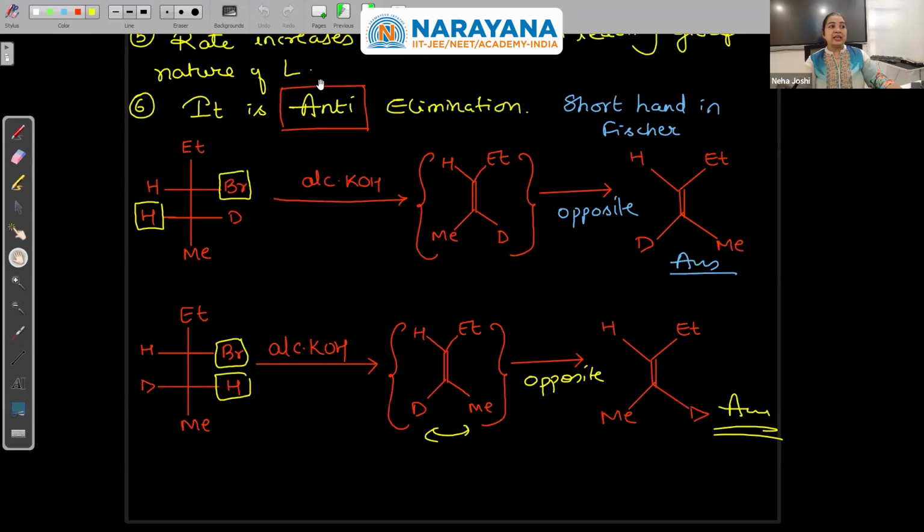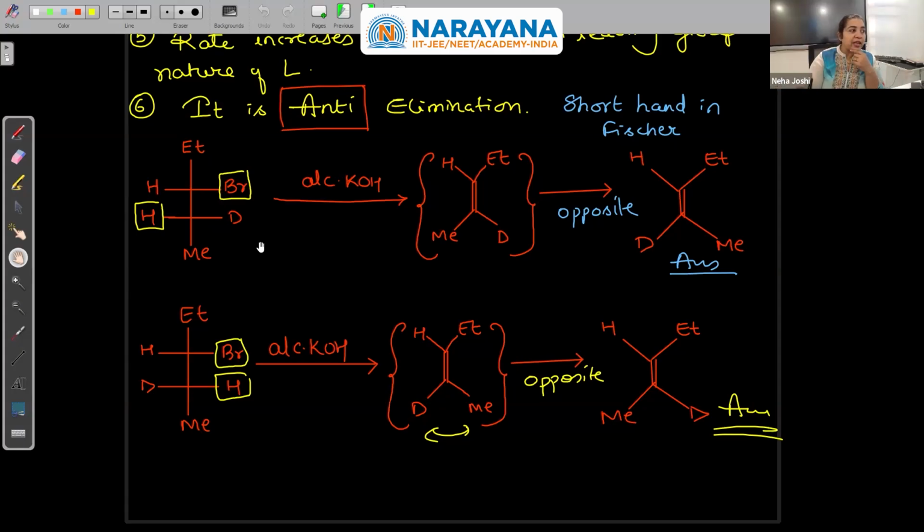It is an anti-elimination. The groups to be removed have to be placed anti in the exact conformation, not in the Fischer projection. This is Fischer. Don't get confused that it has to be placed anti here. Here, wherever it is placed, ideally you have to rotate it in conformation, exact 3D, into the anti position; that is what is meant by anti elimination. The two groups to be removed are placed opposite to each other.